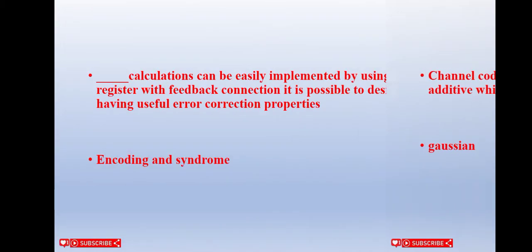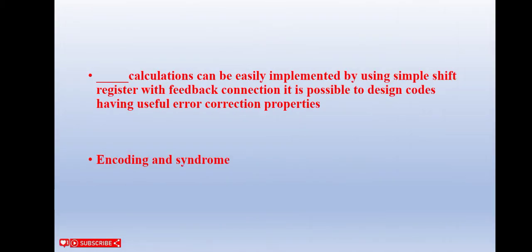Next question, dash calculation can be easily implemented by using simple shift register with feedback connection. It is possible to design codes having useful error correction properties. Encoding and syndrome is the correct answer.